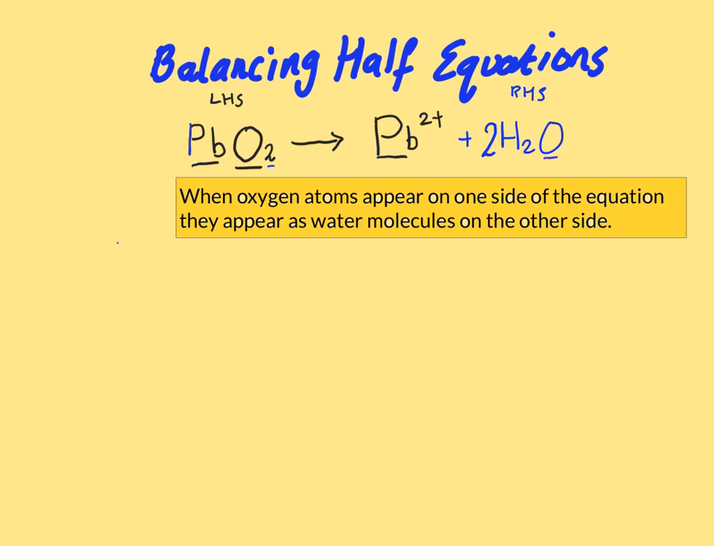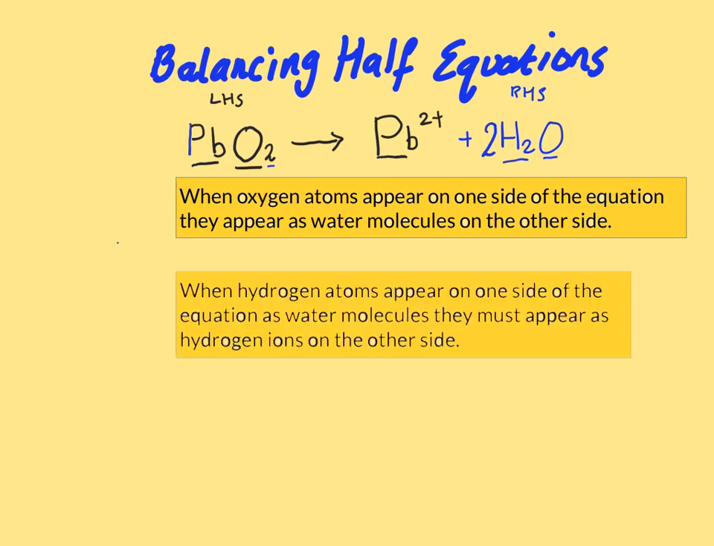The problem is we've now introduced hydrogen into the equation. What do we do with the hydrogen? So when hydrogen atoms appear on one side of the equation as water molecules, they must appear as hydrogen ions on the other side. Well, what can we see here? We have 2 times 2, which is 4 hydrogen atoms, so these must become 4 H+ ions on this side of the equation. Now we are balanced for atoms, but we're certainly not balanced for charge.